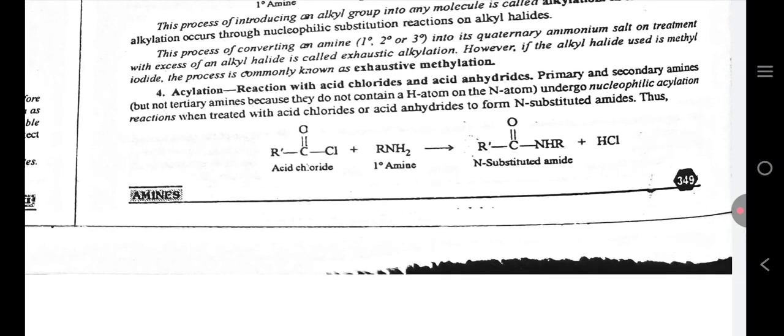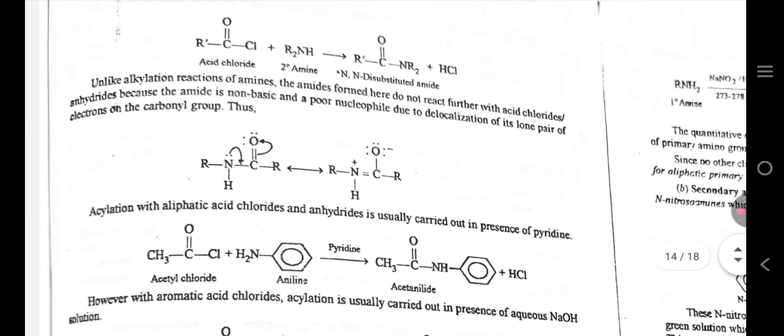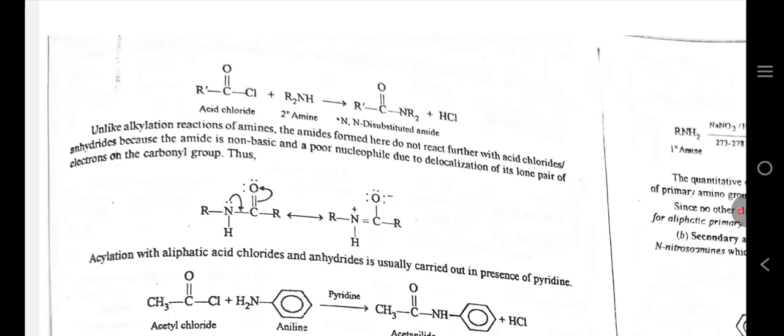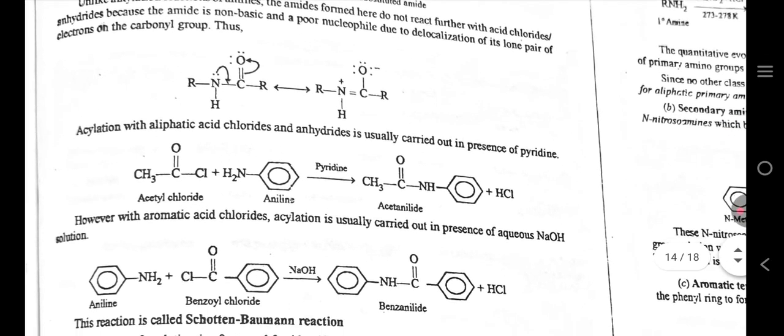Acylation. Reaction with acid chlorides and acid anhydrides. Primary and secondary amines, but not tertiary amines because they do not contain an H atom on the N atom, undergo nucleophilic acylation reactions when treated with acid chlorides or acid anhydrides to form N-substituted amides, thus. Unlike alkylation reactions of amines, the amides formed here do not react further with acid chlorides and anhydrides because the amide is non-basic and a poor nucleophile due to delocalization of its lone pair of electrons on the carbonyl group.